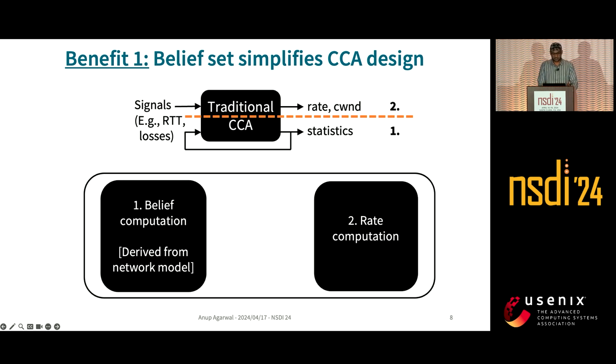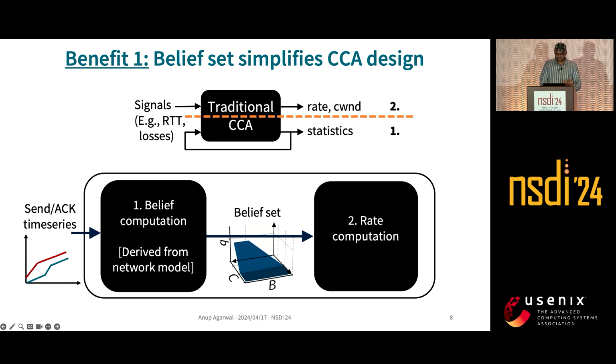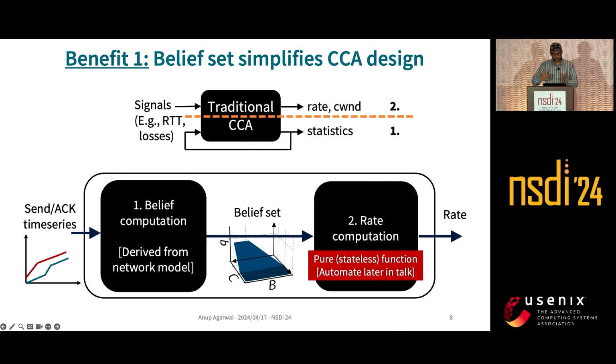In the first part, we just look at what the time series of observations tells us about the state of the network. And in the second part, we need to decide a rate given that the possible network conditions are already summarized by the belief set. To do this, a CCA can simply run each network in the belief set in their head, compute the outcomes of different rate choices, and pick one that gives them the best utility across the networks in the belief set. This is a purely stateless task, which makes it amenable to automation, as I'll talk about later in the talk.